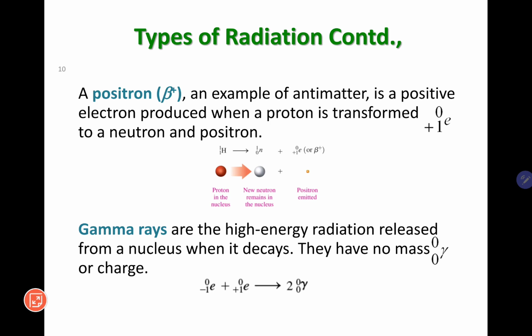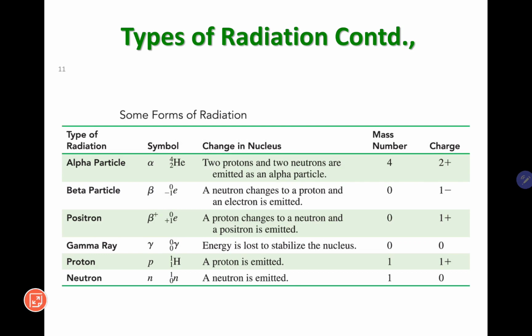Not only is it very high in energy, it has no mass and no charge. So the symbol has zero for both mass number and charge. That is how you write the symbol for gamma radiation. Remember that as well. Other than these four radiations, you might want to remember the proton and neutron symbols, because they can also be used as radiations in chemistry. So we already talked about alpha, beta, positron and gamma radiations.